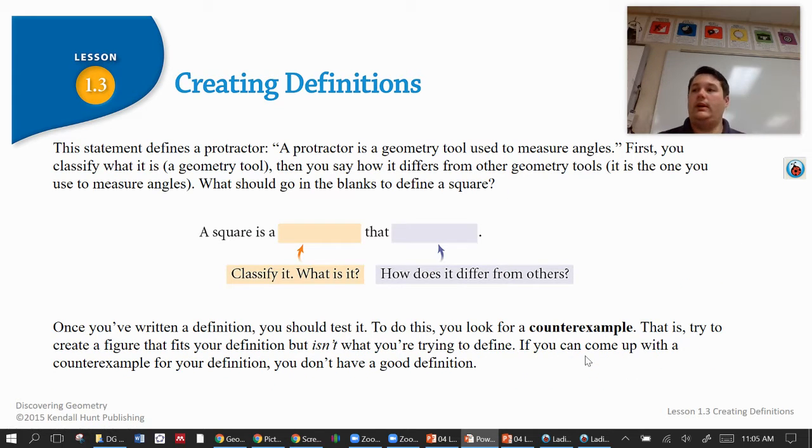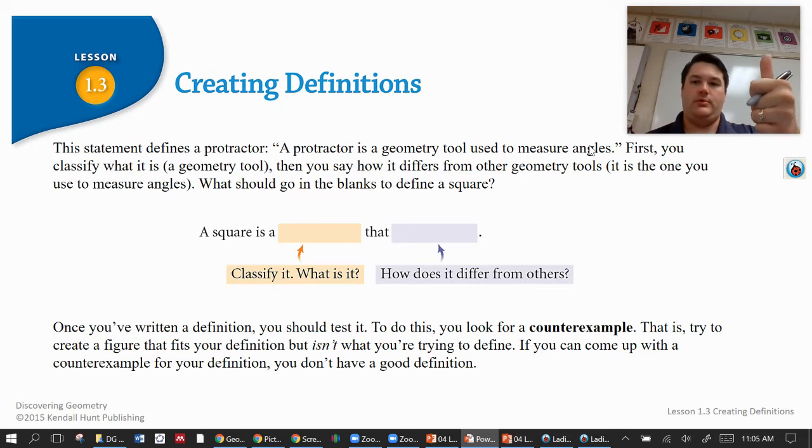So if we look at a definition, we talked about, I think at one point, that a definition just explains what a word is. But in math, a good definition has a couple of different characteristics. It is going to classify the thing you're defining and is going to differentiate the thing that you're defining. Classify, differentiate. Those are your two really, really big things. And so they give you an example. A protractor is a geometry tool that is used to measure angles.